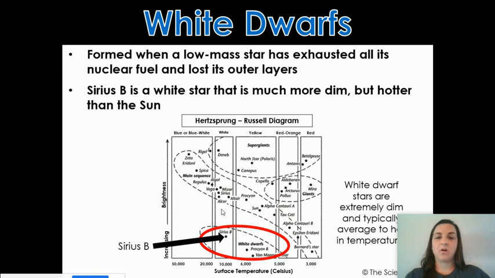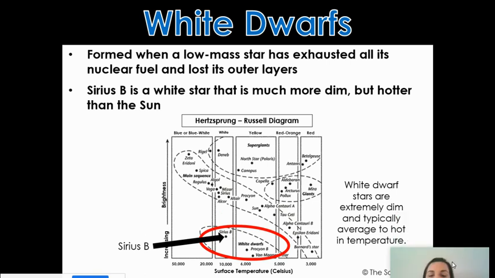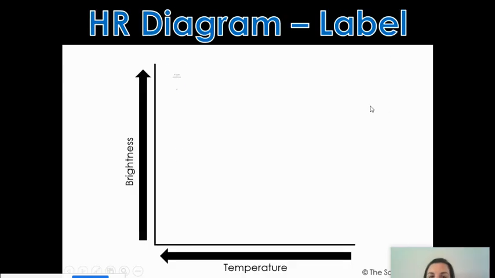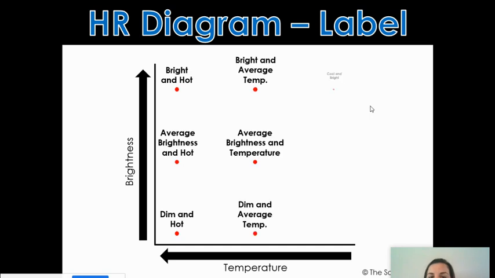Sirius B is a white star that is much more dim but hotter than the sun. So it still has probably quite a bit of temperature, but it's not as bright because it's not exuding as much energy. White dwarf stars are extremely dim and typically average to hot temperatures. Okay, and then next we have just the HR diagram.